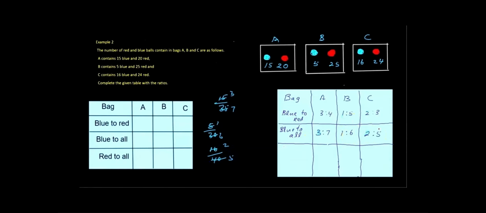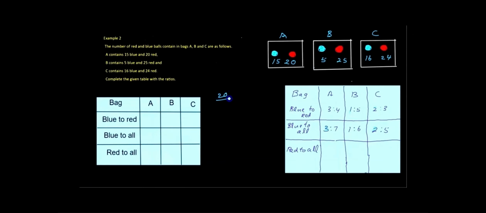Next, we have to fill last row, that is red to all. In A, this is equal to 20 to 35. In simplest form, this is 4:7. In bag B, ratio of red to all is 25 to 30, which can be simplified to 5:6.